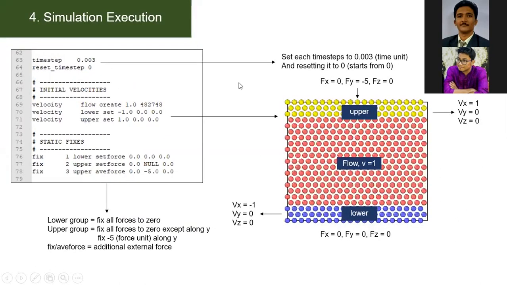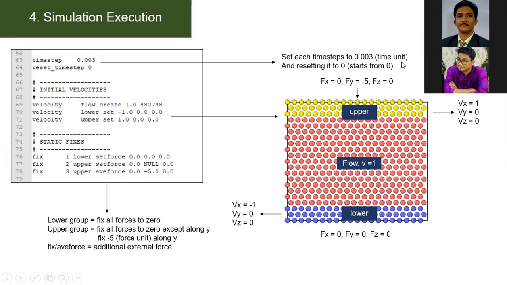So now comes the fourth part, which is the simulation execution. Mainly in the simulation execution, we will specify the parameters that we told earlier, how the simulation, the whole system, should act. So the first thing is the time step. You can also define the time step before, maybe in the initialization, but it's totally up to you, because the time step should be continuous throughout the simulation. So I have given it 0.003.